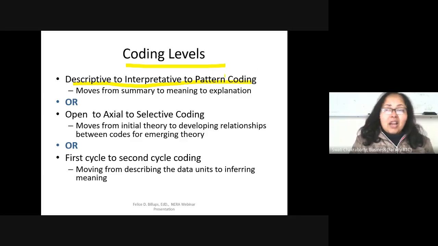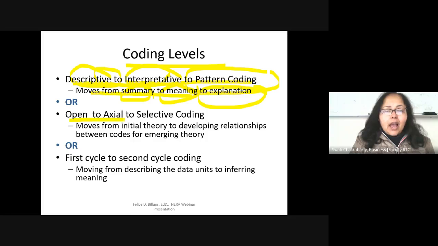The coding levels could be descriptive to interpretative to pattern coding. That is when we say it moves from summary to meaning. Descriptive is summary, interpretative is meaning, and pattern coding is explanation. Or it could also be open to axial to selective coding. Open means from the initial theory, axial is developing relationships between codes, and selective coding is for the emerging theory that comes up.